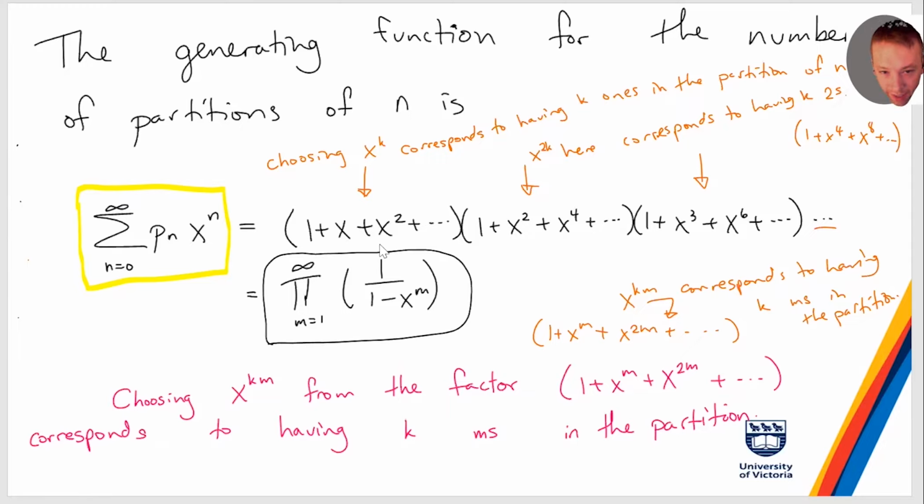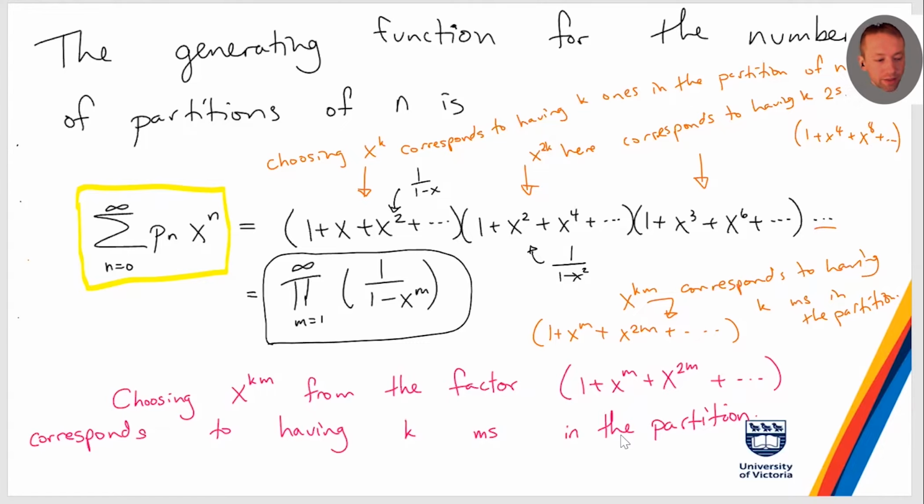And this is because here this factor is 1 over 1 minus x. This one is 1 over 1 minus x squared. And in general, you're going to get 1 over 1 minus x to the m. And you just multiply. So this product symbol means you multiply this over all values of m. Okay, so this is the generating function for the number of partitions of n.